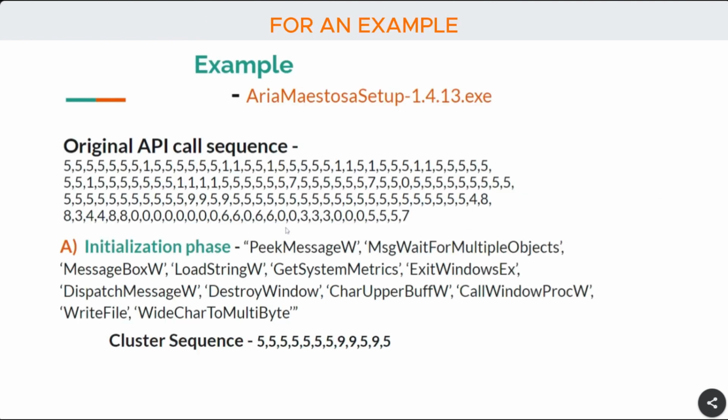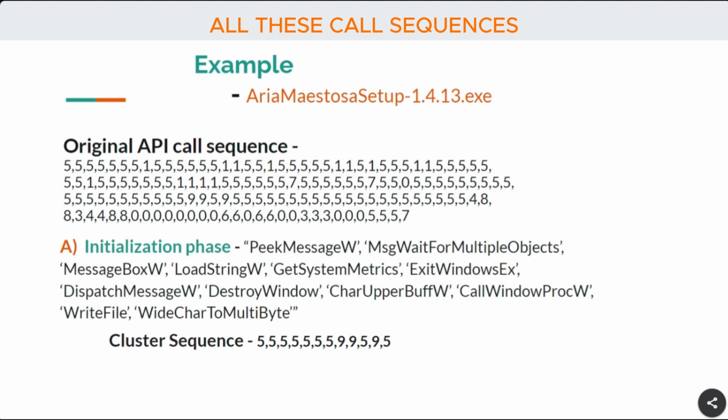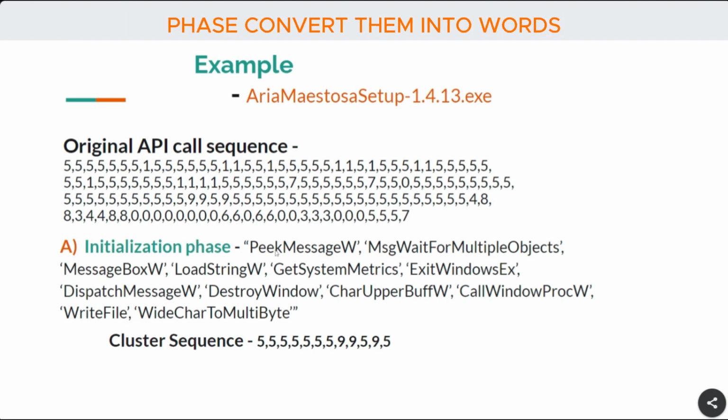For an example, we'll look at the Arial Mestosa setup, which is a common Windows file. For this program, this is the typical call sequence. And like I said earlier, nobody wants to look for the pattern between all these call sequences. So what we do is take it to the initialization phase, convert them into words, and then group them into a broader topic for those words.